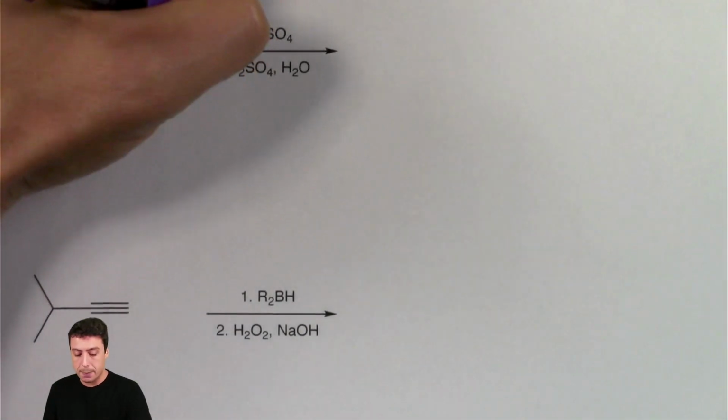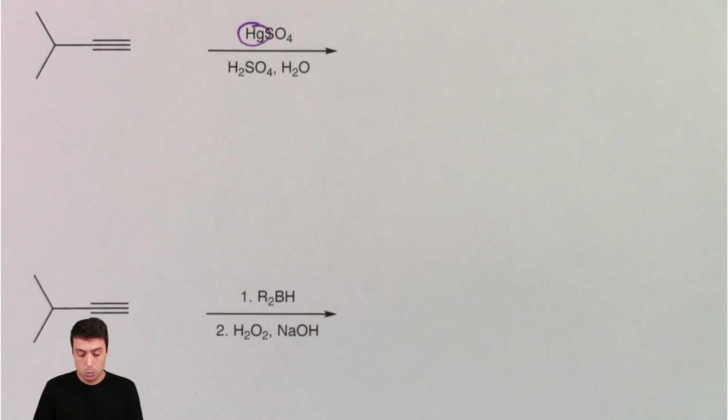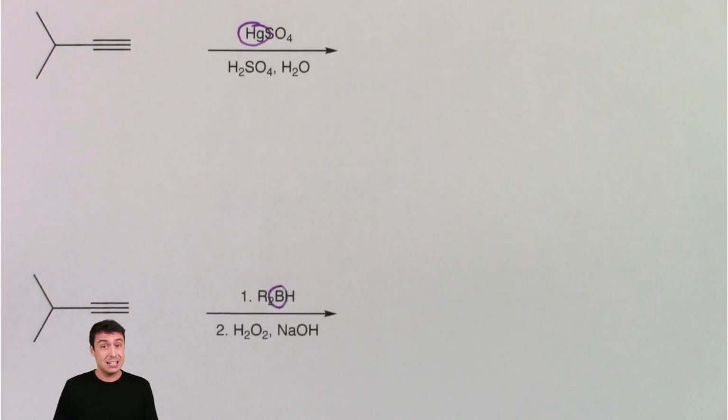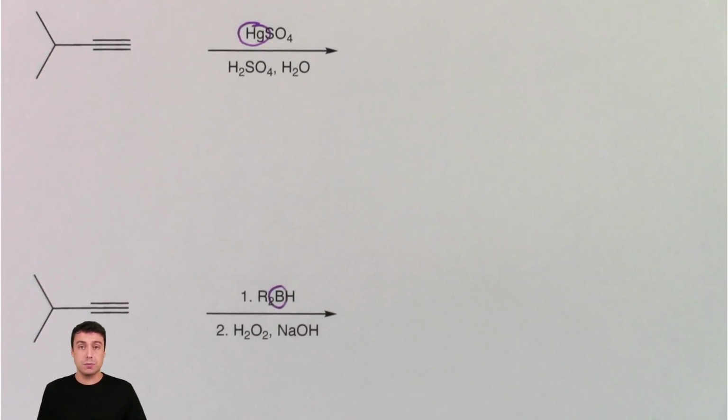So our first one is mercury. So think, mercury is Mark, whereas the second one is boron. Boron is anti-Mark, and that was similar to what we did with double bonds as well. With double bonds, we had a mercury reaction that was Markovnikov. We had a boron reaction that was anti-Markovnikov. So for the same sort of intermediates and the same sort of mechanisms, we get a very similar result.